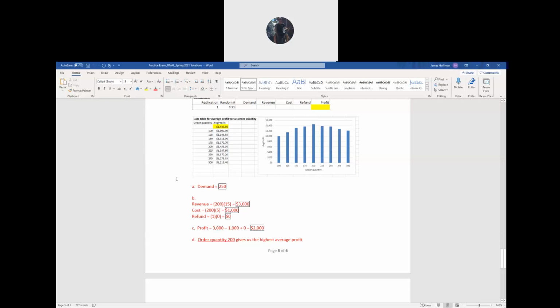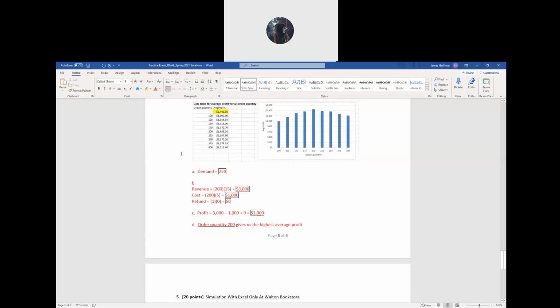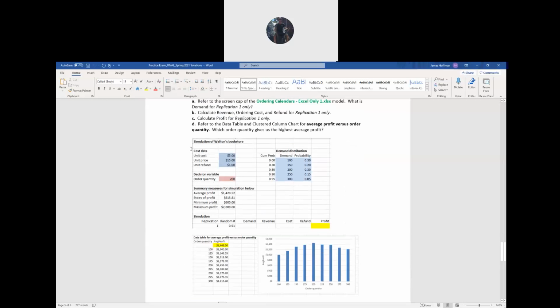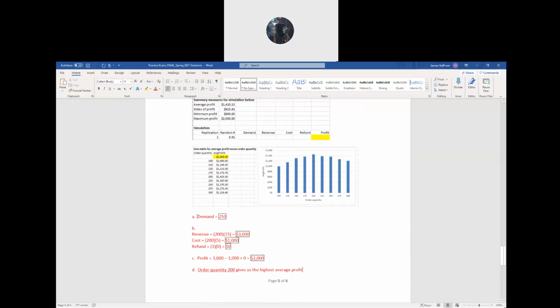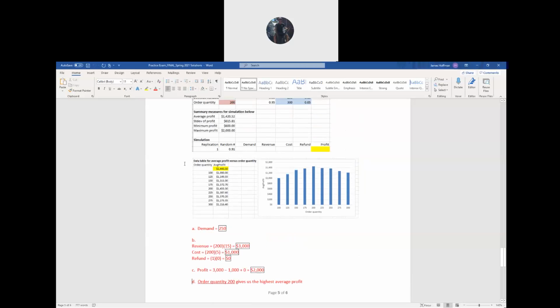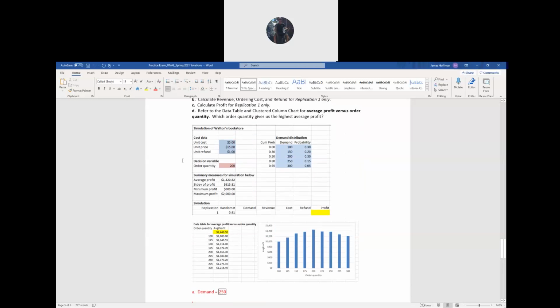All right, so we have another one. Question number 5 is pretty much the same question, so you're going to do it. We'll get 2 examples here, but any questions on number 4: how to get demand, how to get revenue, how to get costs, how to get refund, how to get profit, or part D, how to just report the highest order quantity. So questions on any of these components or how to get the solutions for this one.